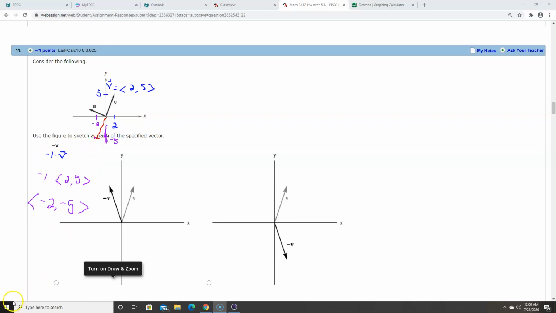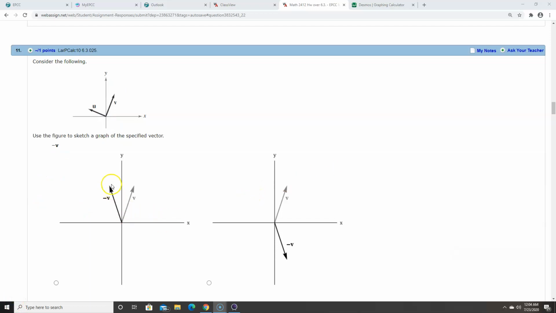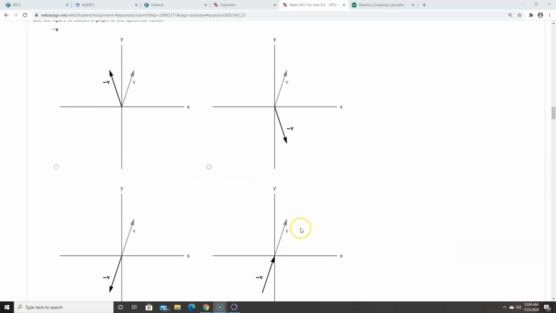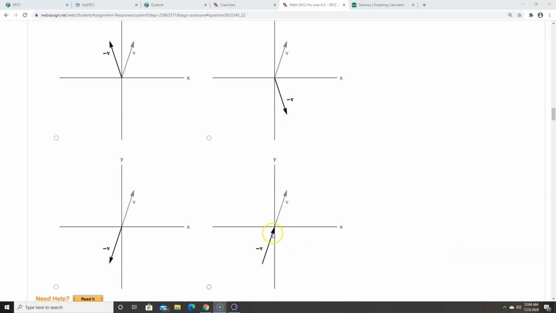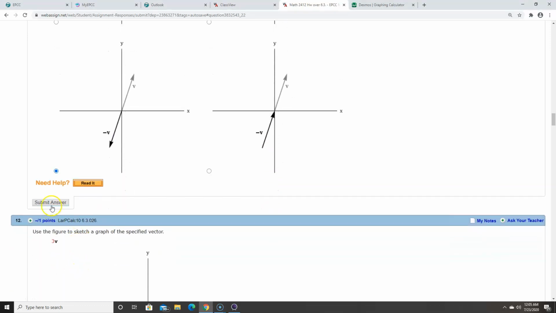So which one is that? So it's not this one. It's not that one. It's not, this is going in the same way. That's incorrect. It has to go this way, in the opposite direction. There's the arrow that shows you the terminal point, and now the terminal point for this vector negative v has to be the other way. So that's what's wrong with this one. Well, plus the initial point has to be at the origin. So there you go. Check.